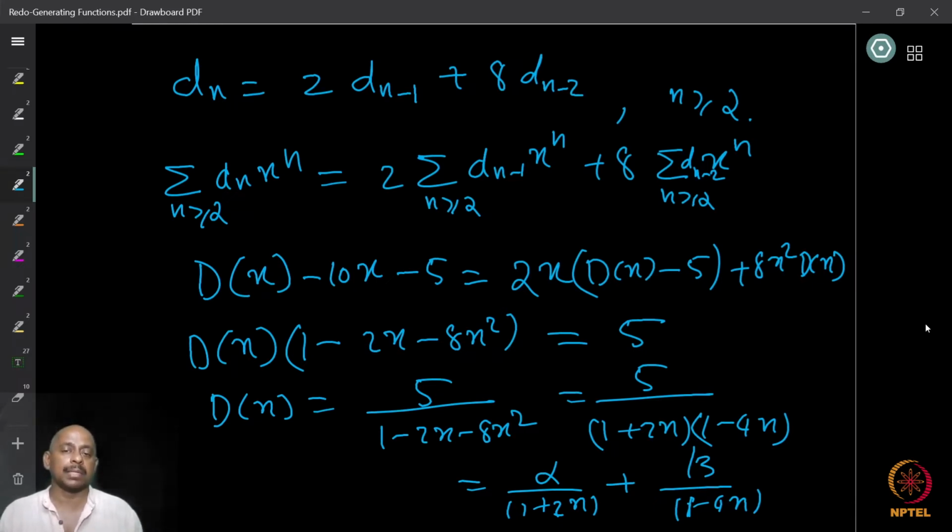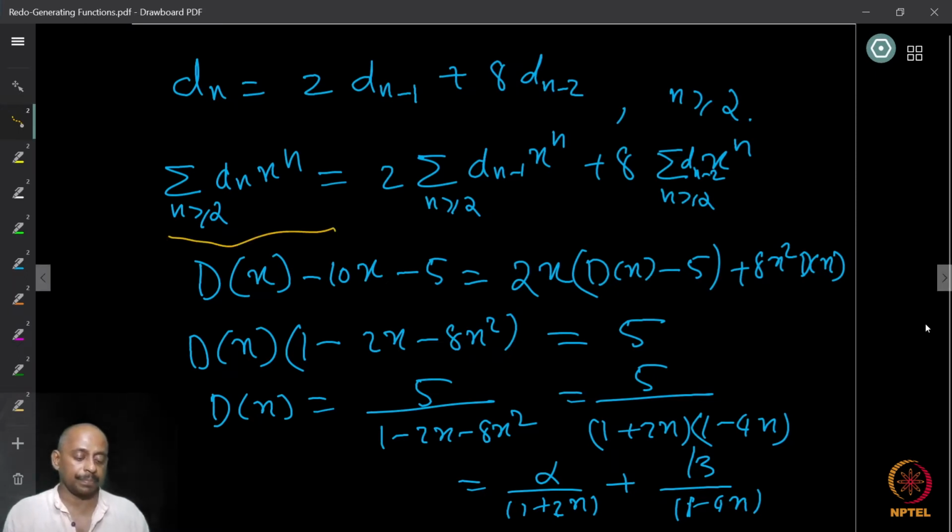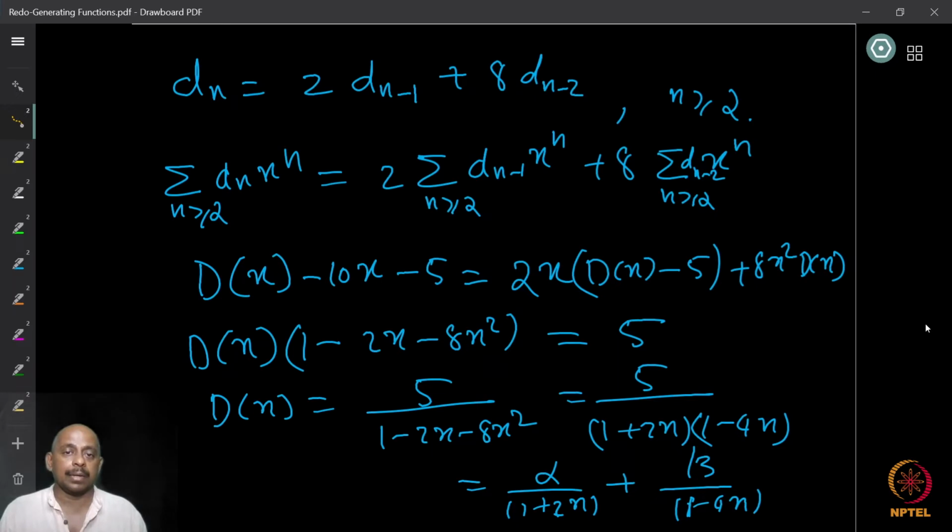Now we can use the method of generating functions. How do we do that? We multiply by x raised to n on both sides of the recurrence relation, and then sum over all n greater than or equal to 2. So the summation of dn x^n for n greater than or equal to 2 is equal to 2 times the summation for n greater than or equal to 2 of dn-1 x^n, plus 8 times the summation of dn-2 x^n for n greater than or equal to 2. Why n greater than or equal to 2? Because the recurrence formula holds for n greater than or equal to 2, and we have the term dn-2, so the index only starts from 0.